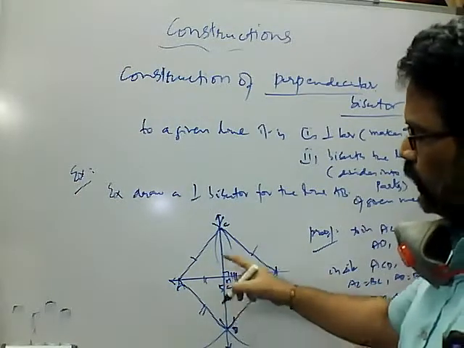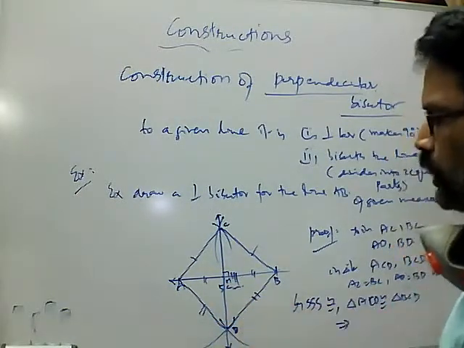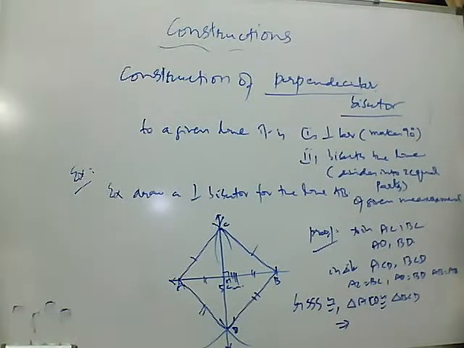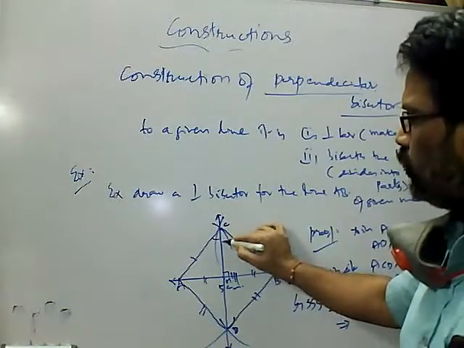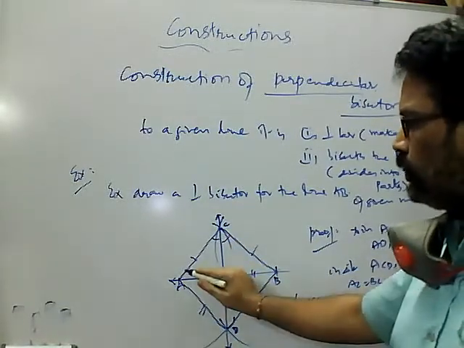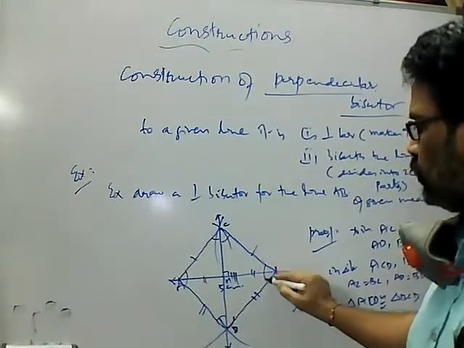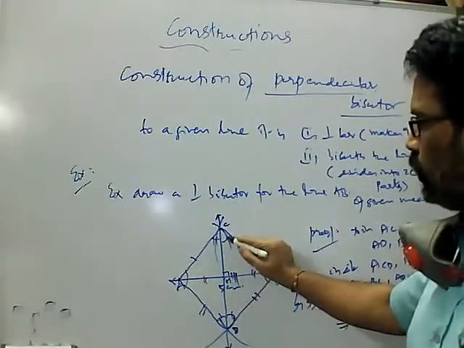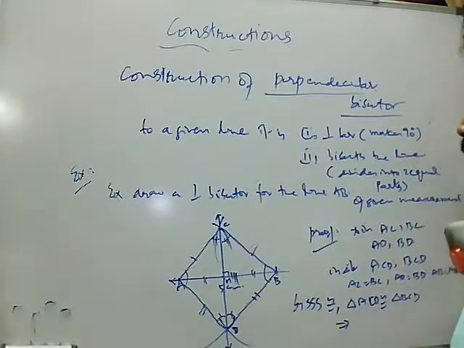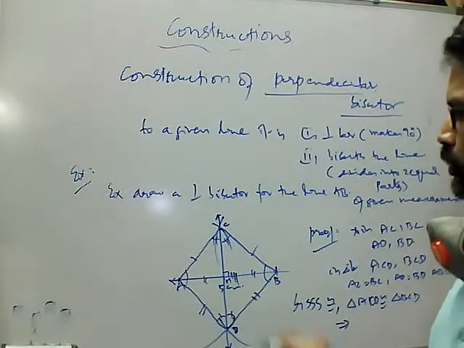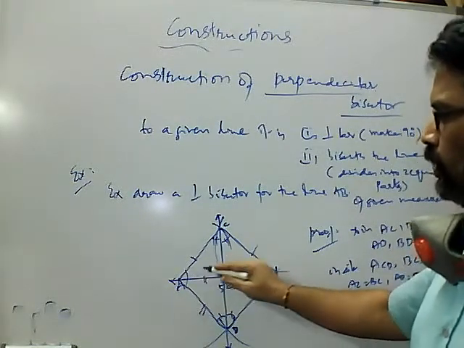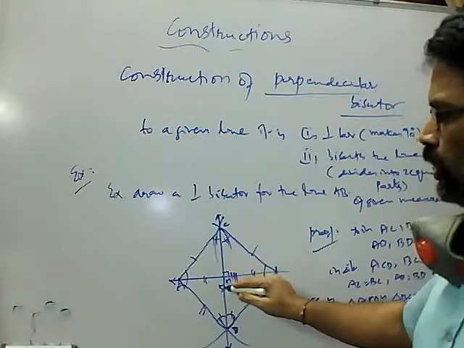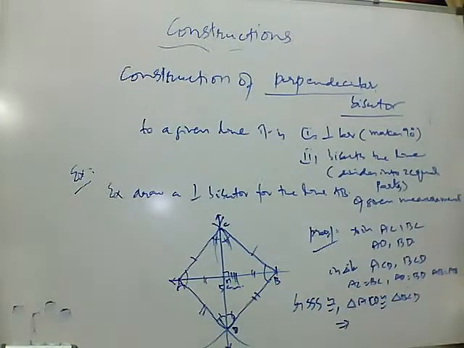Whatever happens, since the two triangles are congruent, the corresponding angles are also equal. So this angle is equal to this angle, and this angle is equal to this angle, and this angle is equal to this angle. These two are equal, these two are equal, and this angle is equal to this angle. So this angle is bisected automatically. So it is acting as a bisector, and automatically it acts as the perpendicular.